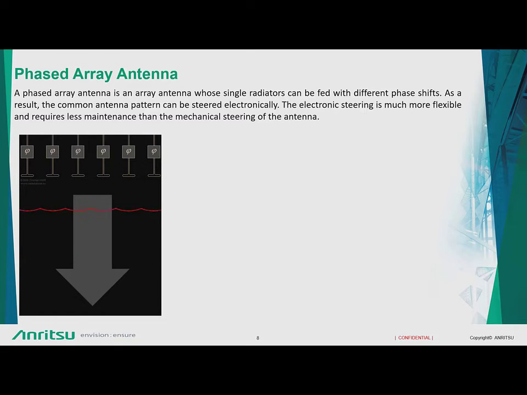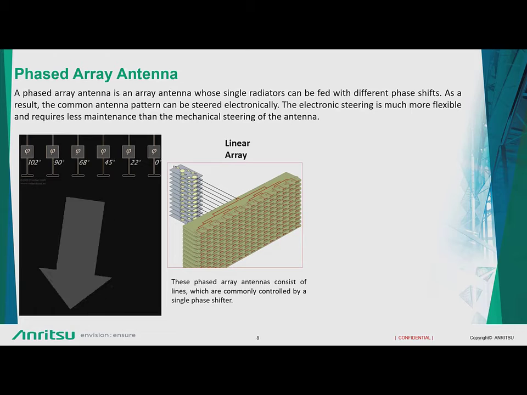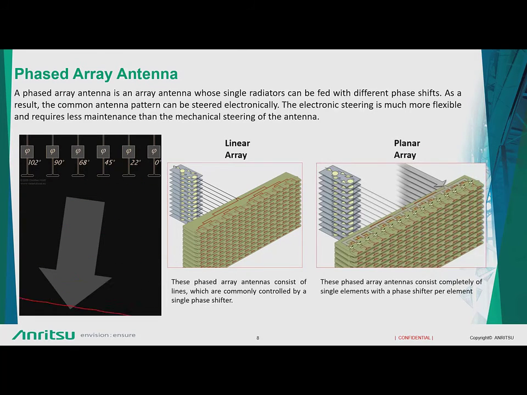Now these phased array antennas come in basically two fashions. One is the linear array and the other is a planar array. In the linear array, you can see that they are controlled by a common single phase shifter. At the back side, you can see that there is only one phase shifter, right?